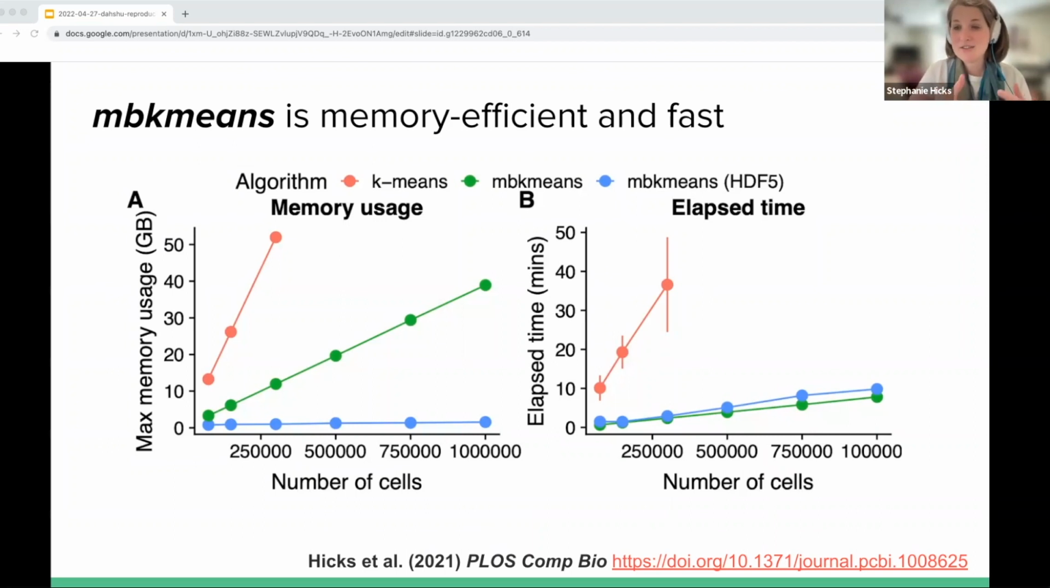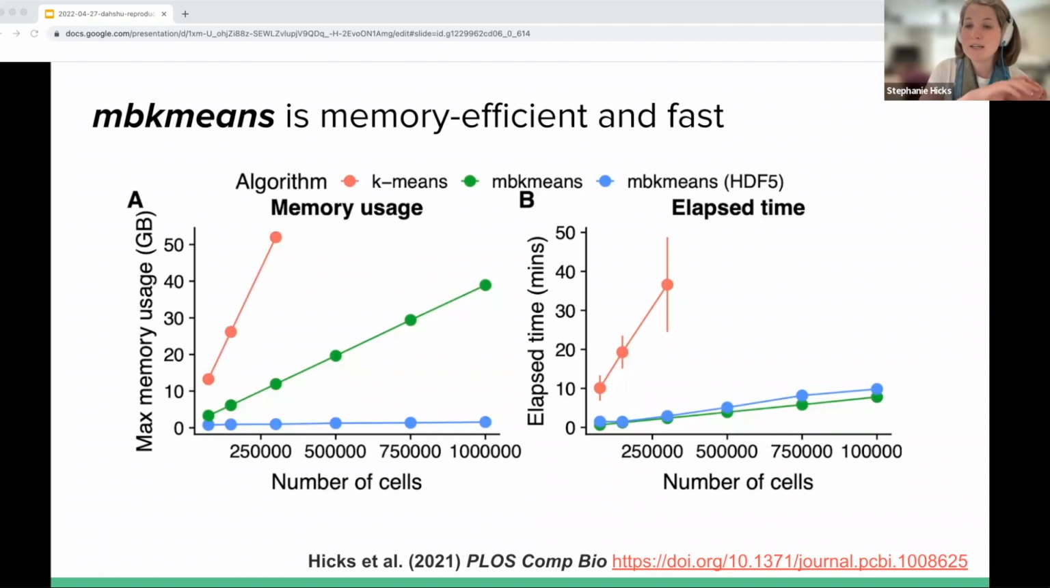Now, if you work with data stored on disk, such as an HDF5 file, you can cluster 1 million cells in less than 2 gigabytes of memory in under 10 minutes, which is phenomenal. And the reason is because we're thresholding the amount of data being read into memory and those pairwise distances being calculated at a given point in time.